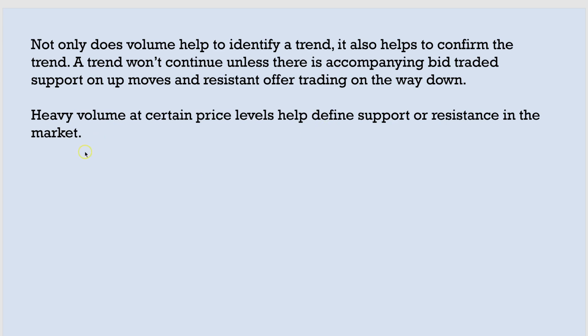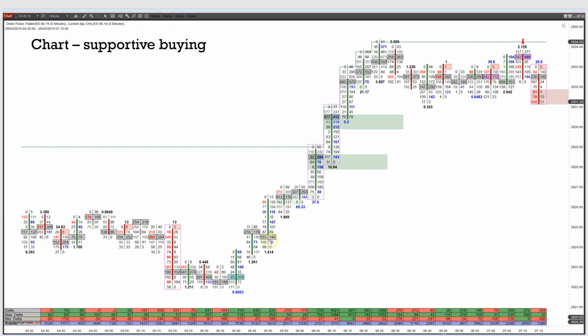Heavy volume, as I just talked about, at certain price levels defines support or resistance in the bar, right? You've got your supportive buying. Look at these heavy volumes in here: 400 in this bar, what do you have? You've got 150 here, 218. So you've got some supportive buying in here as well.